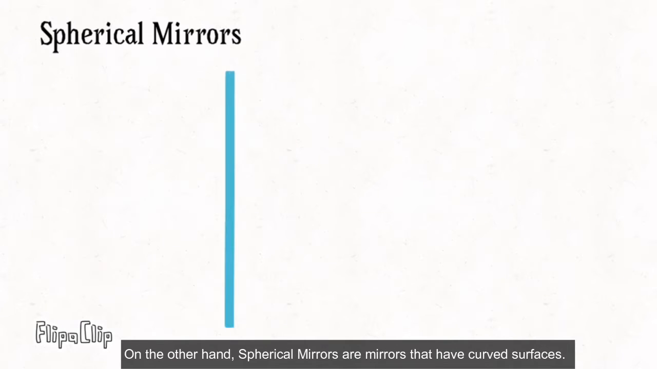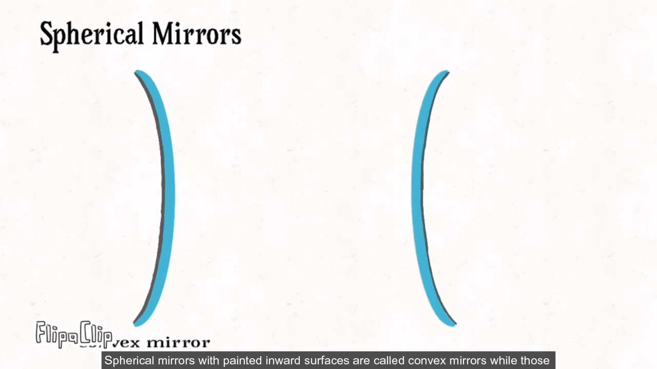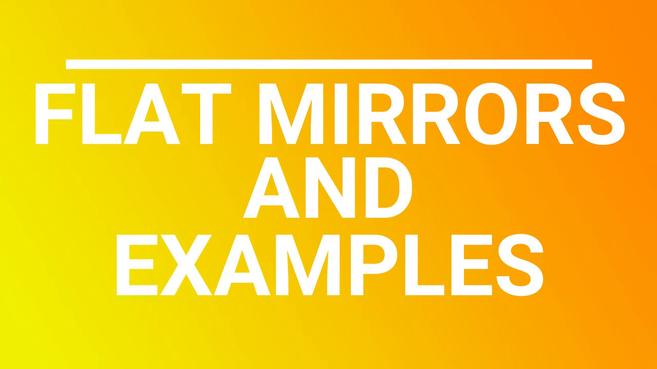On the other hand, spherical mirrors are mirrors that have curved surfaces. Spherical mirrors with painted inward surfaces are called convex mirrors, while those with painted outward surfaces are called concave mirrors.